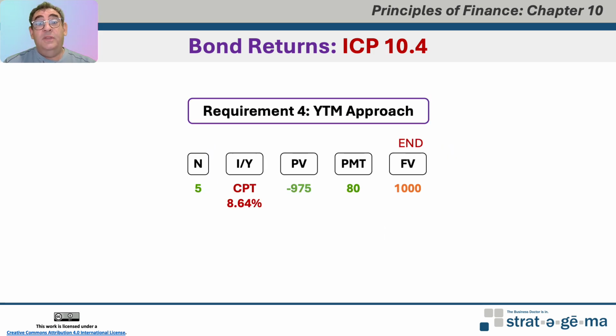And if we want to prove this using the YTM approach, which is simply then taking the cash flows and using the calculator fully, 5 N, 975 plus minus PV, 80 PMT, and 1,000 future value, compute I/Y, 8.64%. And that's it.